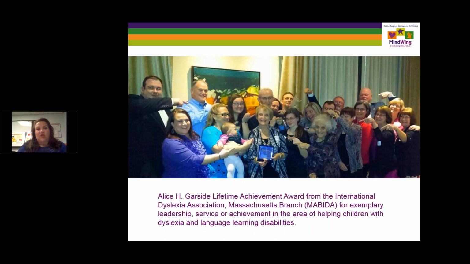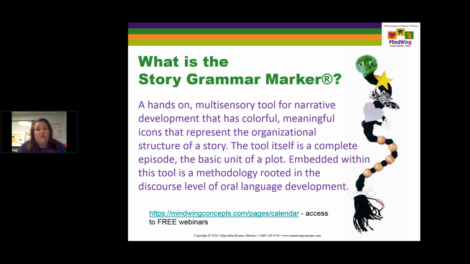And this critical thinking triangle in action method that she has recently developed to really enhance the critical thinking triangle aspect of the Story Grammar Marker is really just going to make this even more powerful. So I'm going to turn it over to Mary Ellen.